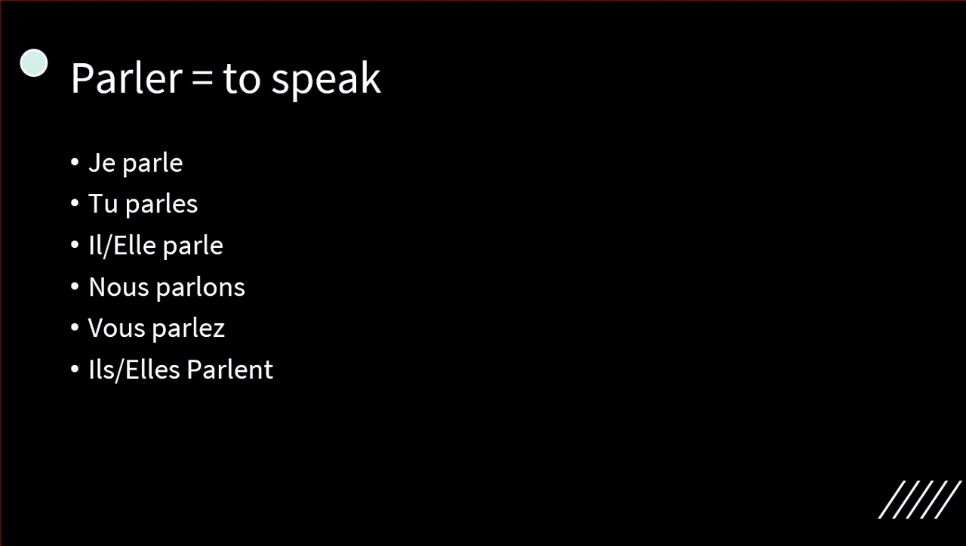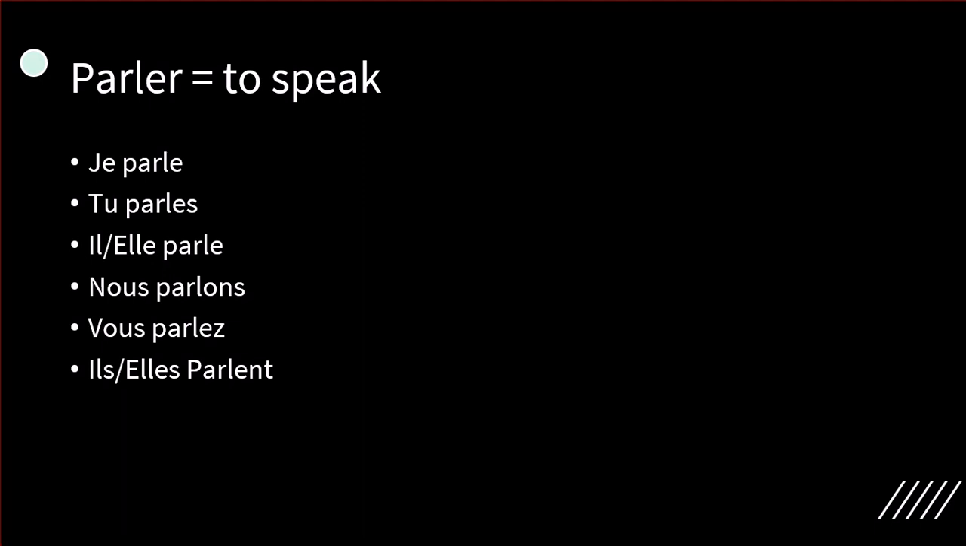Now, before these verbs, we should always add some basic pronouns, for example, je, tu, il, nous, vous, ils, elle. Now, the meanings of these words are: je means I, tu means you. Il means he or she. Nous means we. Vous means you, and ils, elles also means they. Elle is the same as il, he or she.